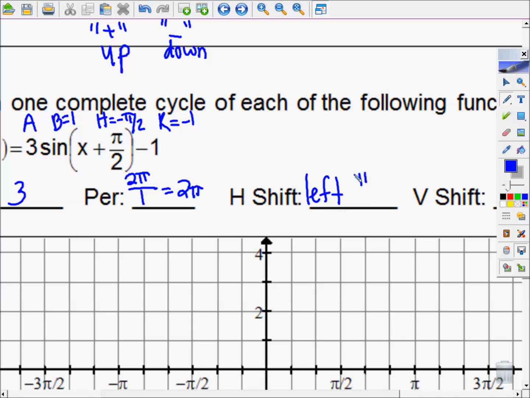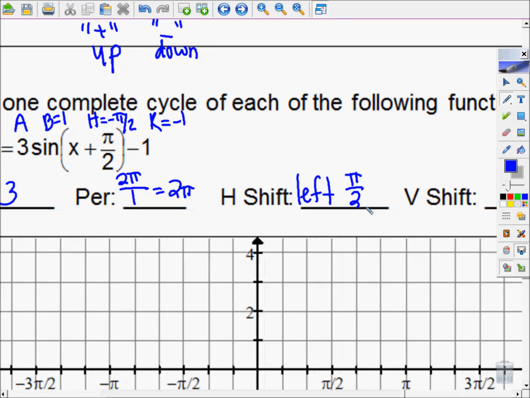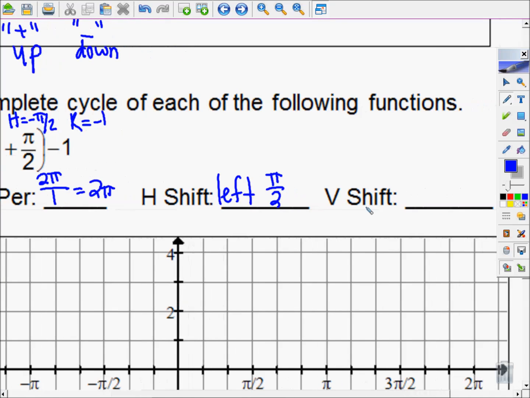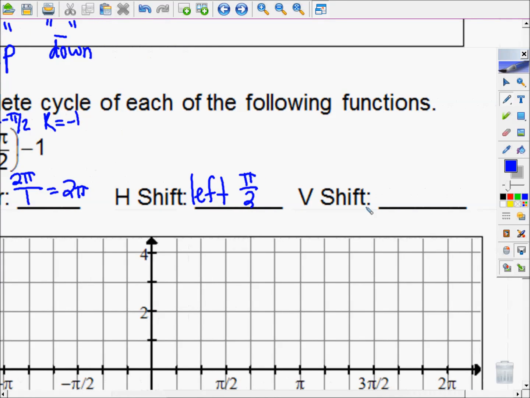Pi over 2. Okay, that negative pi over 2 just lets me know that I have to subtract that value. I am subtracting. All right, do I have a vertical shift? I'm going to go down 1. So now I've identified everything that matters.